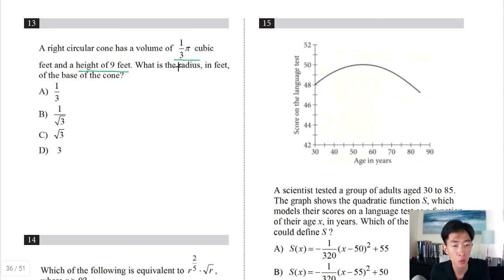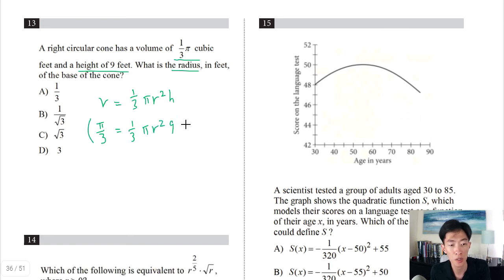Question 13. A right circular cone has a volume of 1/3 pi cubic feet and a height of 9 feet. What is the radius in feet of the base of the cone? What you should have memorized is that the volume for a cone is 1/3 pi r squared times height. We can just fill in the values and solve for the radius: the volume, which is pi over 3, equals 1/3 pi r squared, and the height is 9.